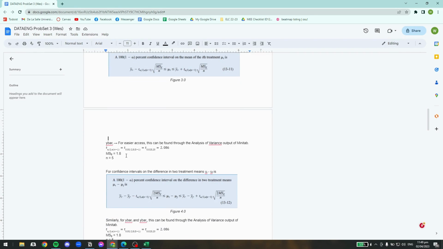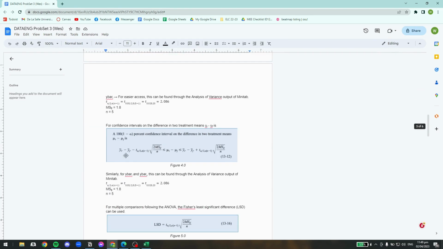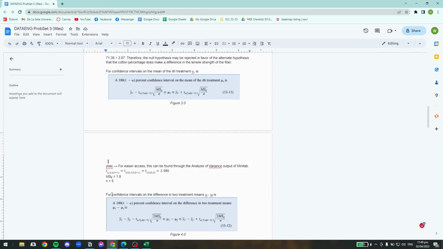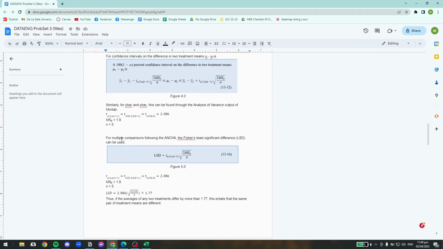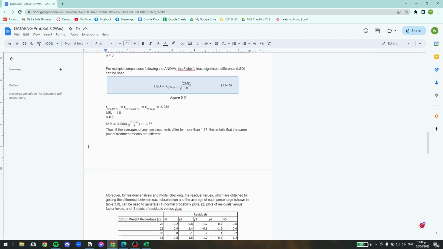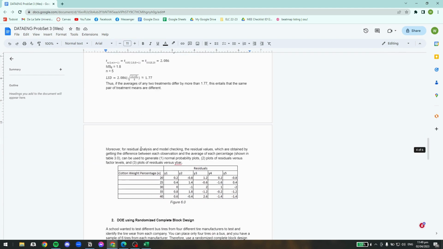For confidence intervals on the difference in two treatment means, we do this formula, which basically uses the same values. Then for the multiple comparisons following the ANOVA, Fisher's least significant difference, or the LSD, can be used. So same here, we have the same values that are needed. Then when we plug in and compute the values, we end up with 1.77. So this means that if the averages of any two treatments differ by more than 1.77, this entails that the same pair of treatment means are different.